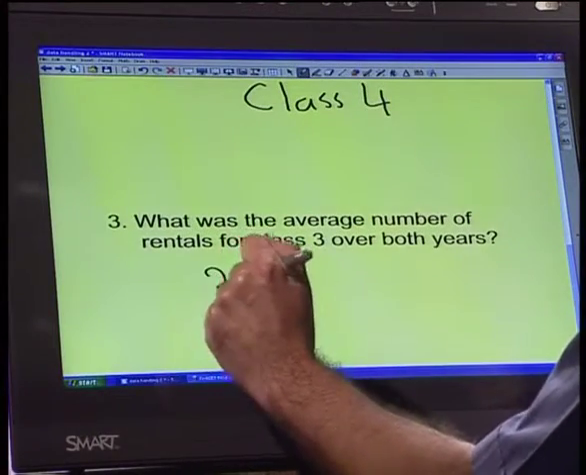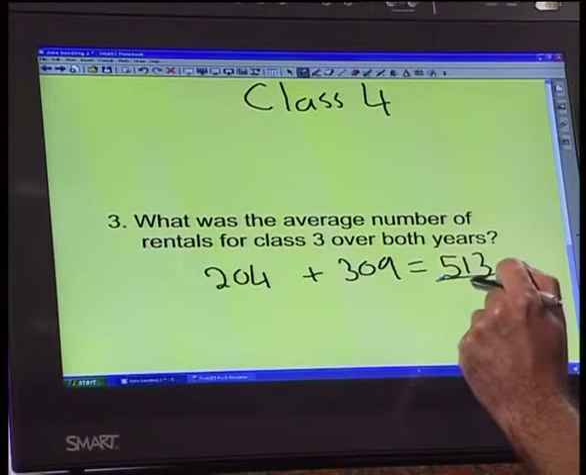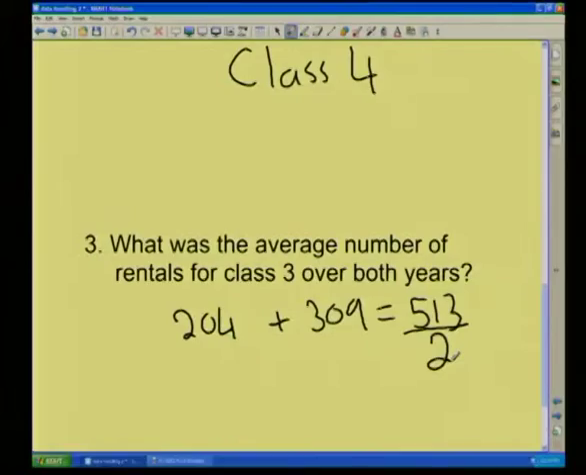We said that it was 204 and 309 for the second year. Adding those two values together gives us 513. Of course, to get an average, we've got to divide by 2 because there were 2 years that we were interested in. So 513 divided by 2 gives us how much? Well, that's 266.5.